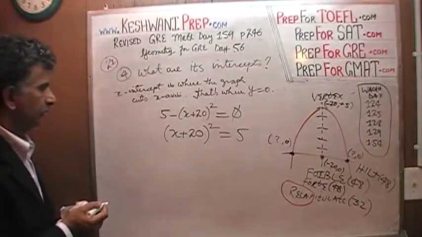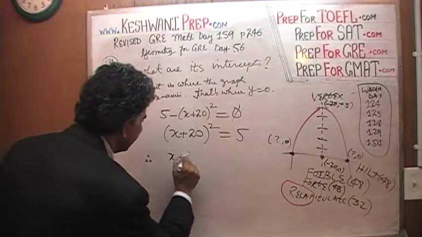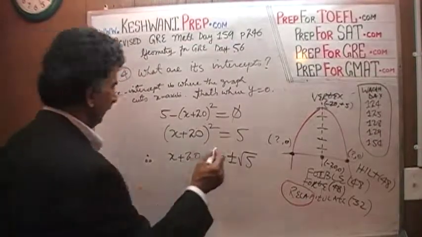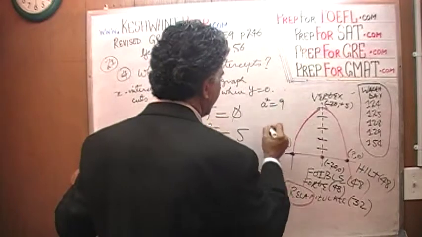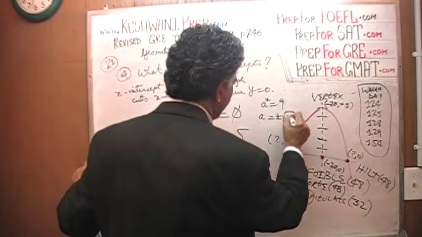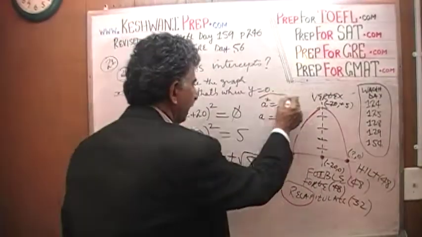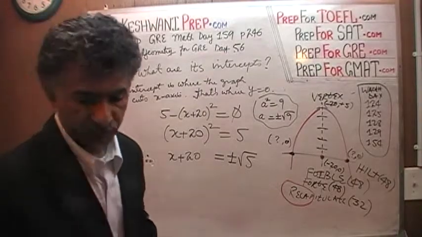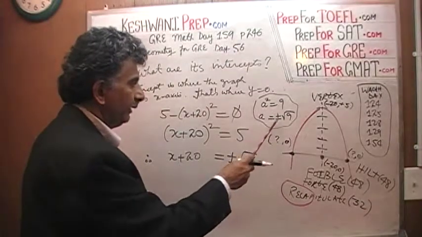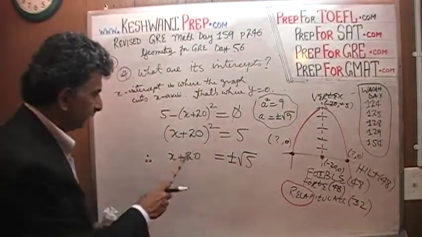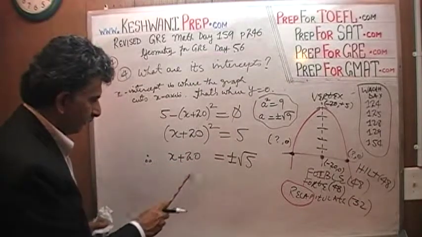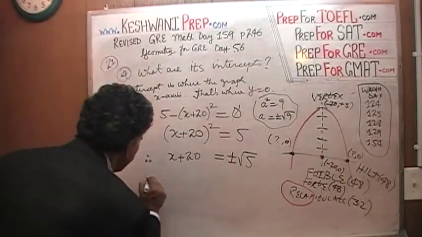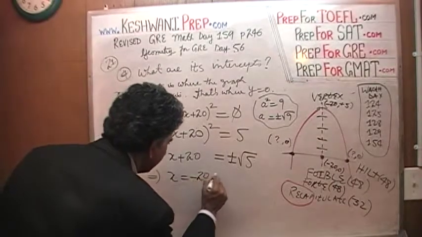I know you can figure it out on your own. Therefore, x plus 20 would equal plus or minus the square root of 5. For example, if we are told that a squared equals 9, therefore a would equal plus or minus the square root of 9. In other words, a would equal positive 3 or negative 3. Negative 3 squared gives us 9, and positive 3 squared gives us 9. That's exactly what's going on here. This quantity squared equals 5. Therefore, this quantity itself must equal positive or negative root 5. And therefore, x equals negative 20 plus or minus root 5.